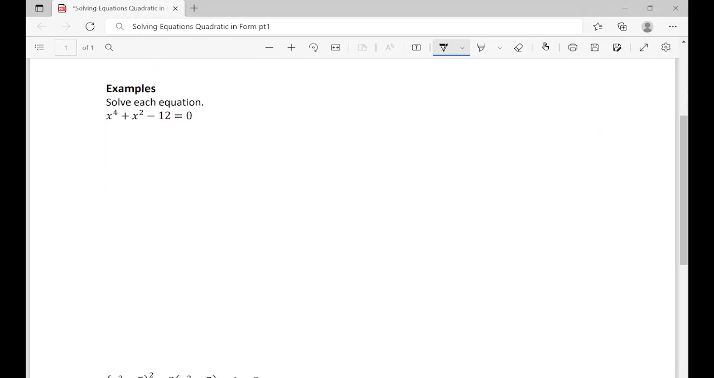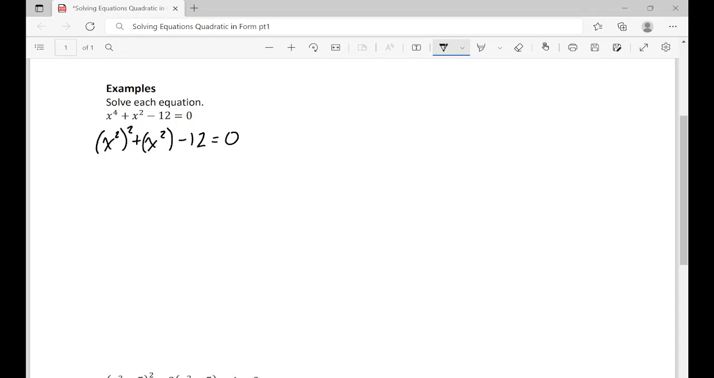Well, first one we have is x to the fourth plus x squared minus 12 equals 0. So this is close to quadratic in form. And the reason I say that is because I could write it like this: x squared squared plus x squared minus 12 equals 0. So instead of having a 4, 2, and no power, I can say it's 2, 1, and no power, like a quadratic equation. But it's still not any different than when we started, we just manipulated it around.